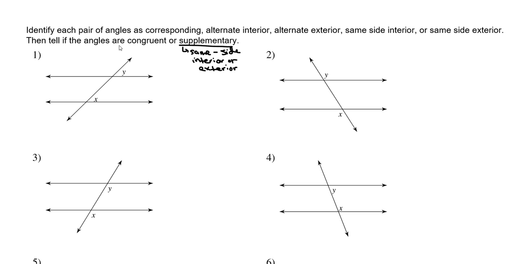Okay. So the first question here, identify the angles as corresponding, alternate interior, alternate exterior, same side interior, or same side exterior. These are both to the right of the transversal and above the parallel lines, so these angles are corresponding. Since they are corresponding, they are congruent.